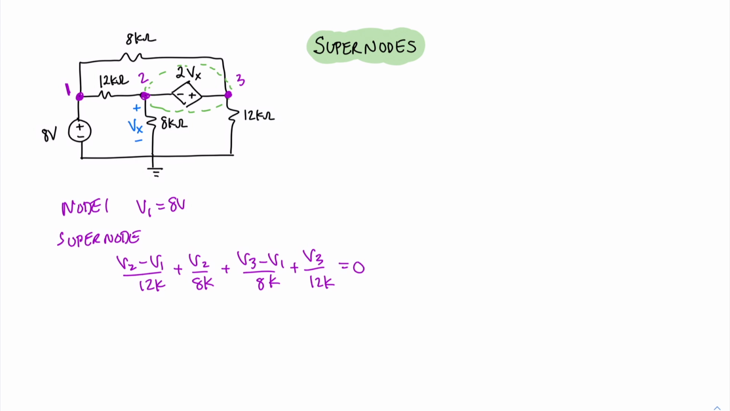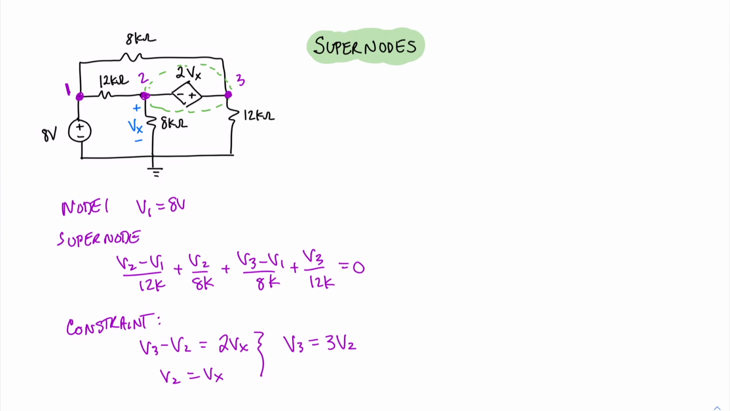And it has a constraint, and the constraint is because of the voltage in between nodes 2 and 3. So our constraint is that V3 minus V2 must equal our voltage there, which is 2Vx. We also recognize that the value at V2 is Vx. So we can put these two equations together and come up with the fact that V3 must equal 3 times V2.